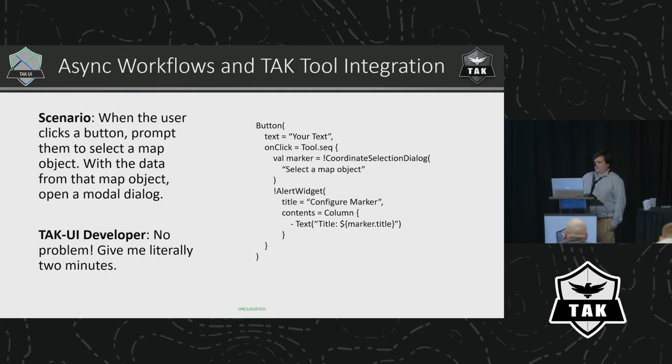So basically, tool.seek is our sequence. And then you can see we have a coordinate selection dialog. Rather than having to register a callback, we just directly grab the selected marker, and then we use that to launch an alert widget, which is the API for a modal dialog.